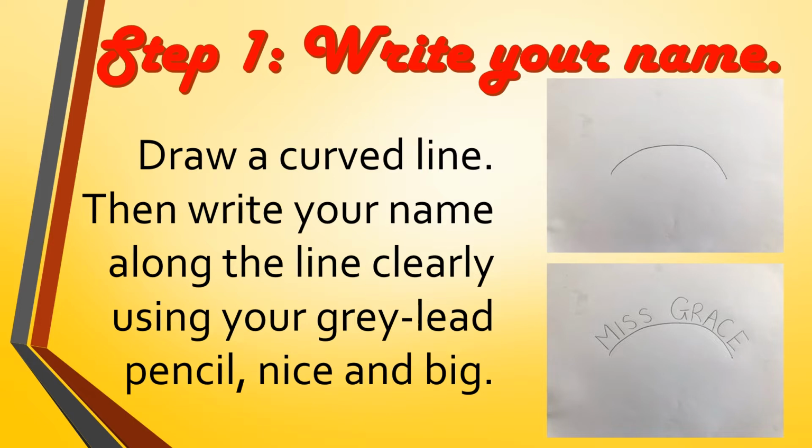Step number 1, we are going to draw a curved line, just like in that first picture. Then we're going to write our name along that curved line. Make sure each letter curves with the line, so you might need to twist your paper as you write your name. Nice and big and nice and clear. Don't let your letters get too close together because it will be tricky to turn them into block letters. So space them out nice and big.